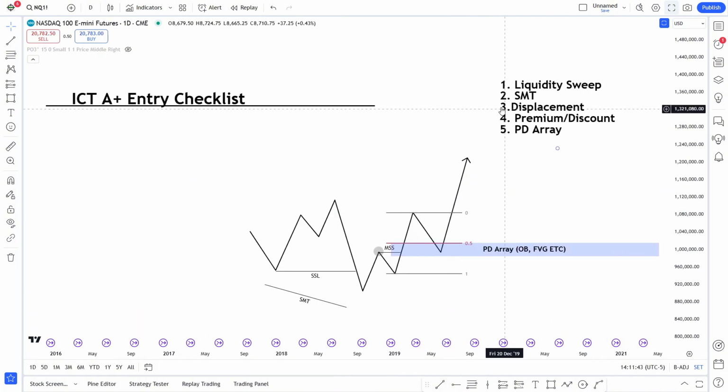So then step 3, we look for displacement. So do we get a displacement above a swing high, forming our market structure shift? Well, we can frame it off of this swing high right there. We get a nice and obvious displacement to the upside.